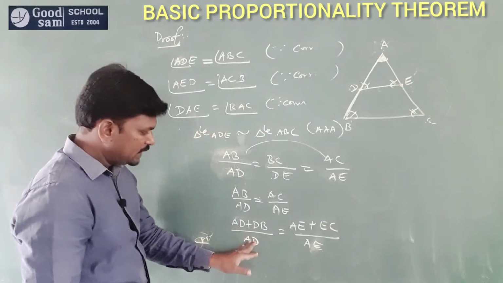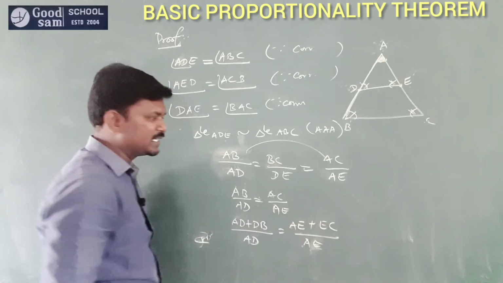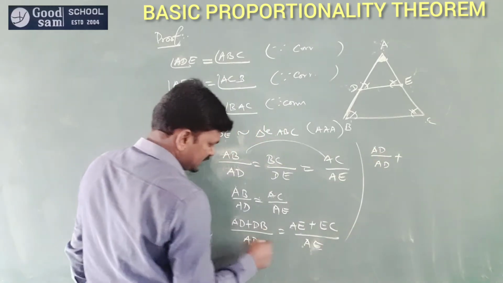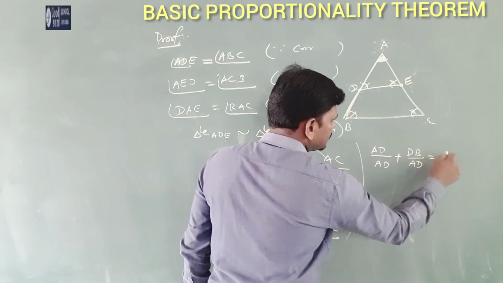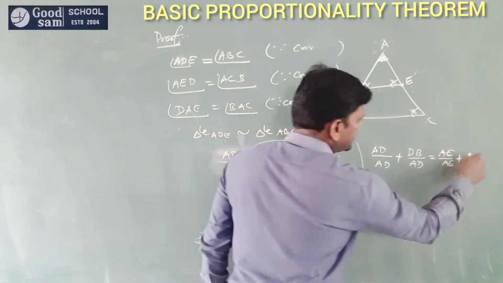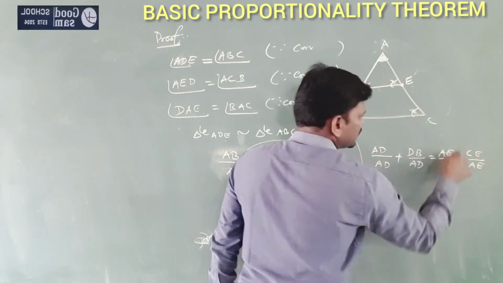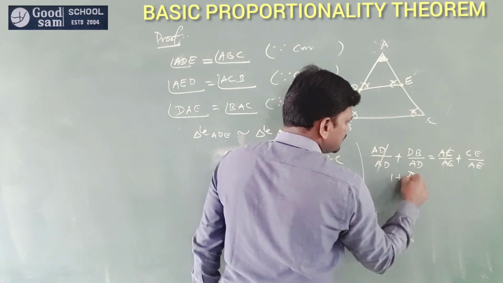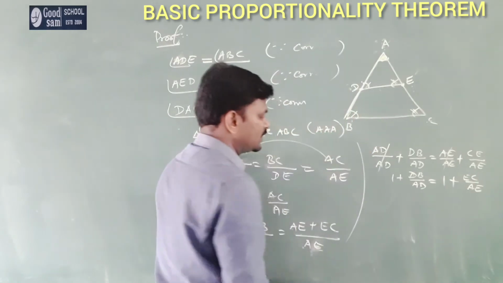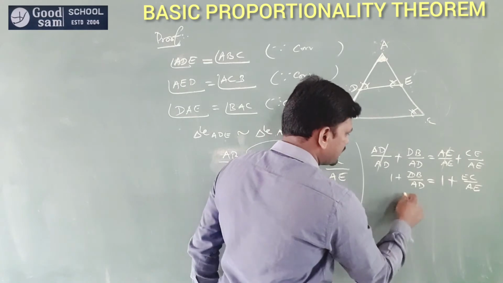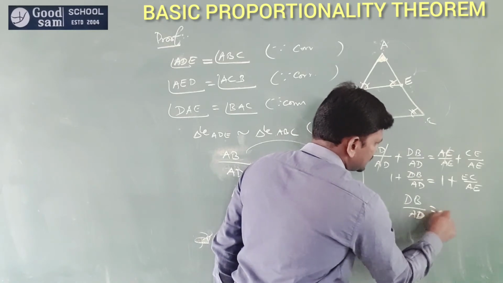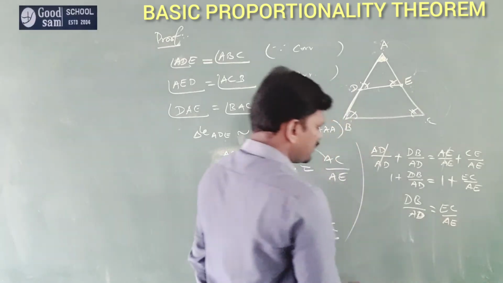Now AD and AE are the common denominators for these terms. So we split it: AD by AD plus DB by AD, and AE by AE plus EC by AE. The numerator and denominator cancel, giving 1 plus DB by AD equals 1 plus EC by AE. Subtracting 1 on both sides, DB by AD is equal to EC by AE.